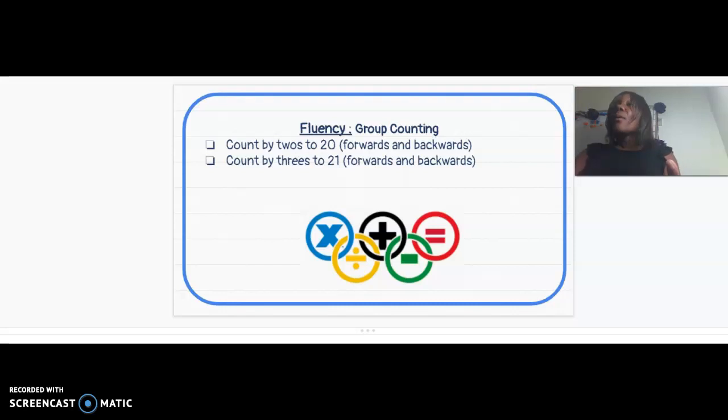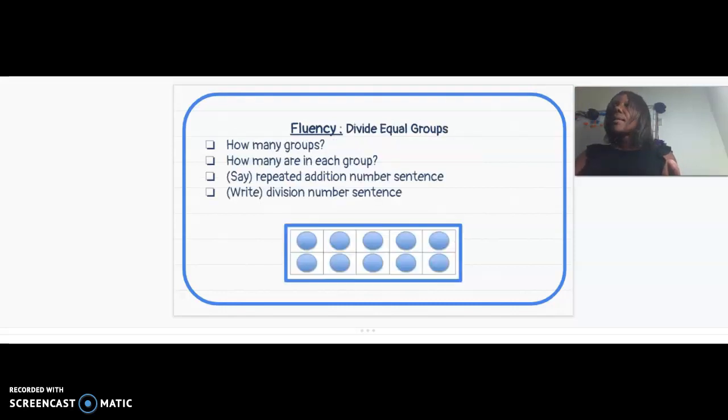Awesome work. Now we're ready for board work. Please get out boards and markers. And if you need to pause to get out your boards and markers, you can. Take a look at the array. How many groups are in this array?